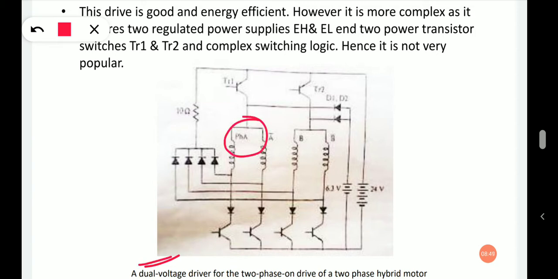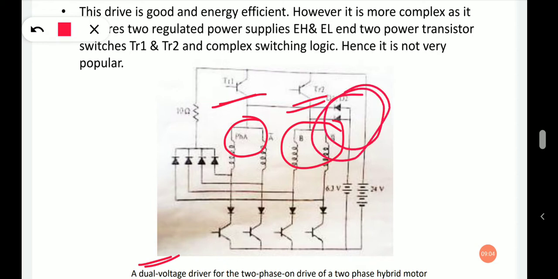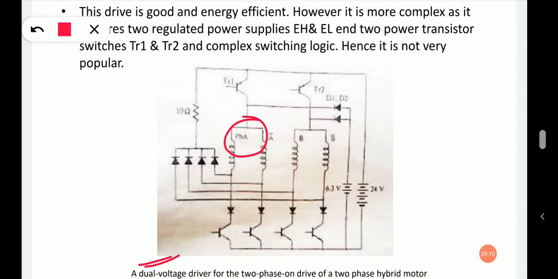So here you can see phase A and phase B. For two phases it is given. Two transistors TR1 and TR2 and two diodes D1 and D2 are used for switching. Okay, these two transistors and two diodes are used for switching the higher voltage.